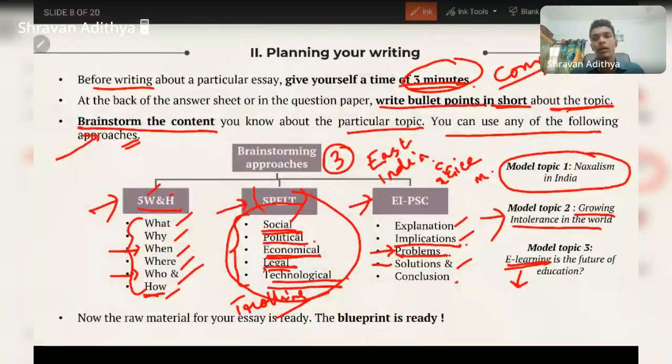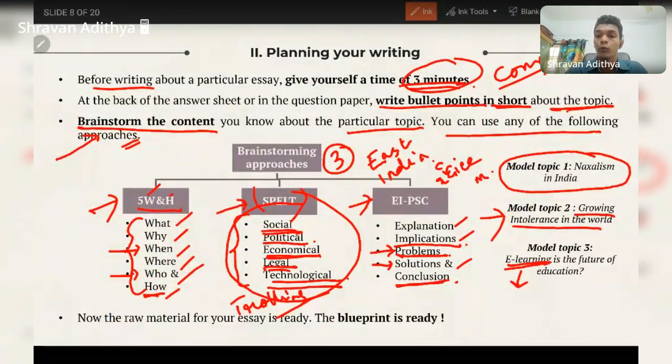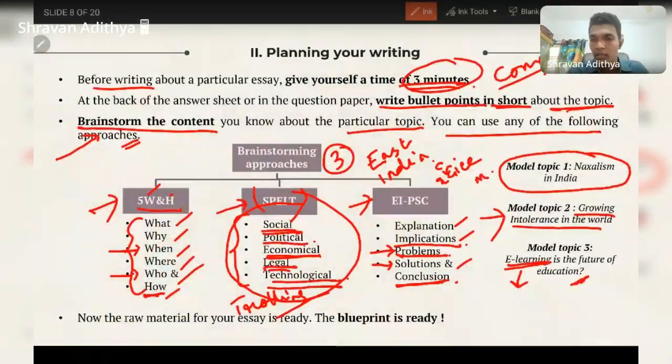And then you go to solution. You have talked about the problems, so for each problem, you have to think about a solution. For the teachers' problem, we can give teacher training. For the lack of internet connection, we have to provide internet connection to every gram panchayat. So you can have solutions parallel to each and every problem. And then at the end of the essay, you write a conclusion on whether you think e-learning is the future of education. You see here, there is a question mark.